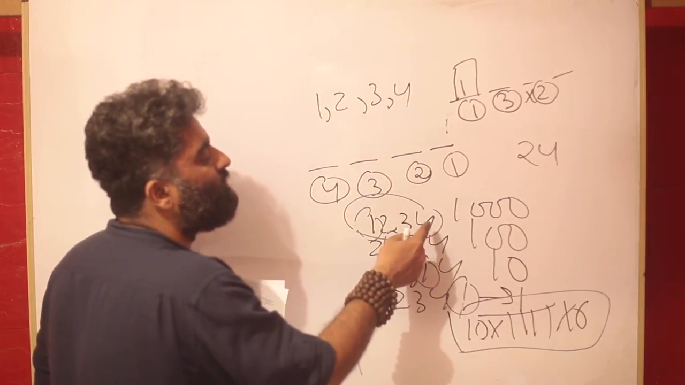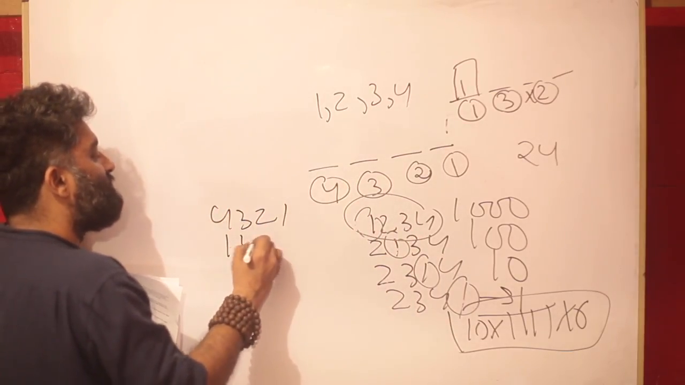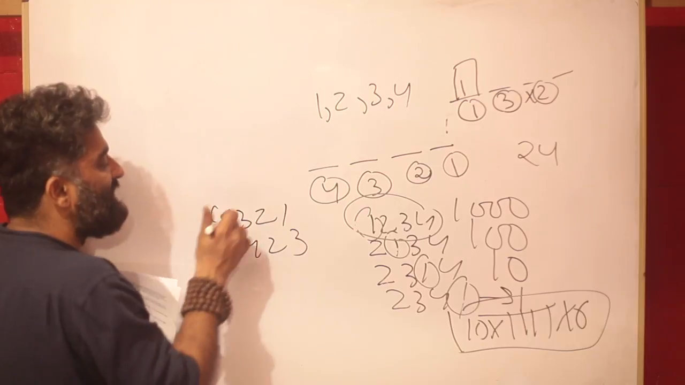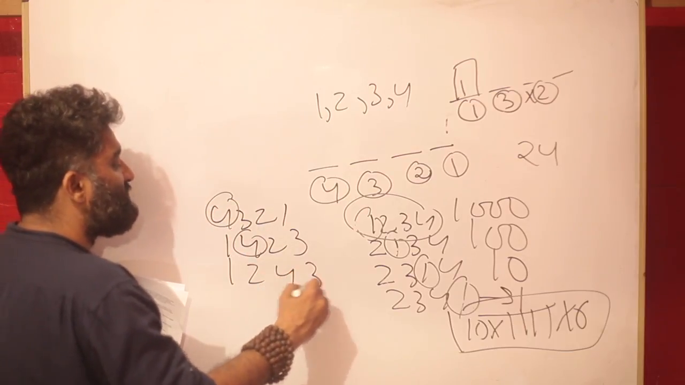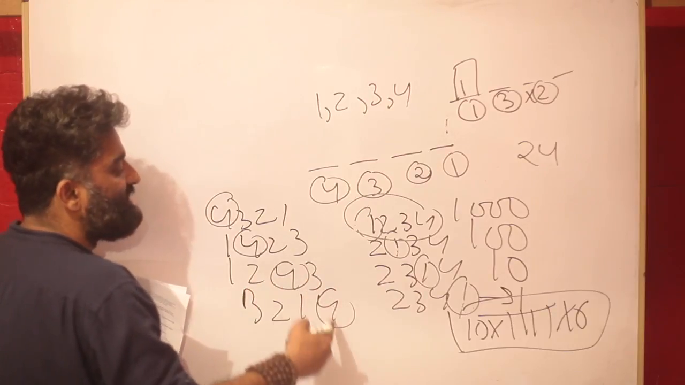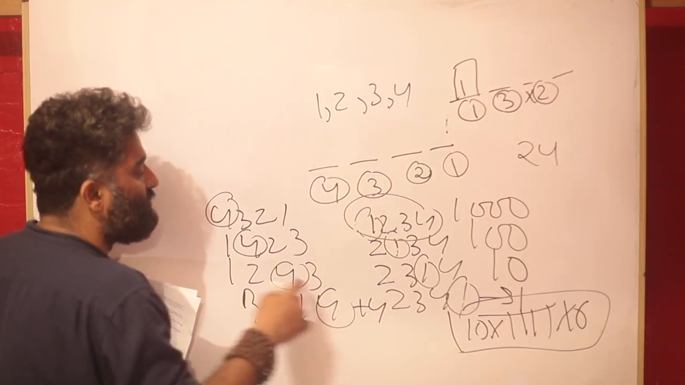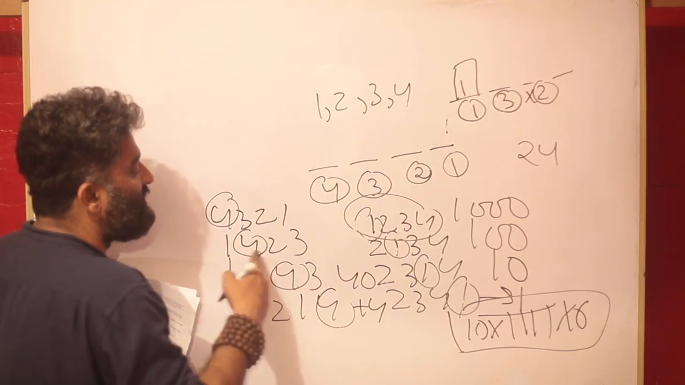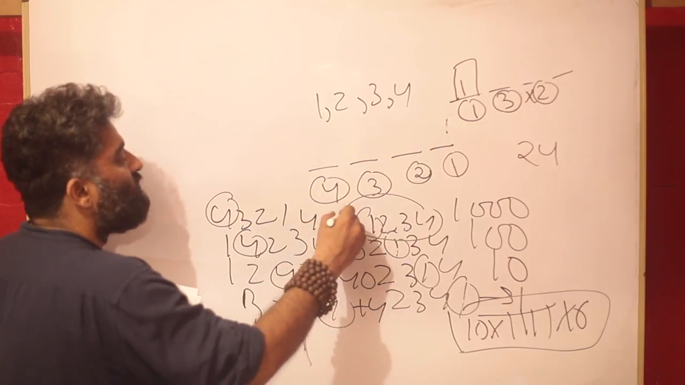You can also think of 4, right? Say 4, 3, 2, 1, 1, 4, 2, 3. I'm writing random numbers, only changing the position of 4, right? 1, 2, 4, 3, and let's say 3, 2, 1, 4. So in this number 3, 2, 1, 4, what does this 4 represent? Only 4. In this number it represents 40, in this number this represents 400, and in this number it represents 4000.